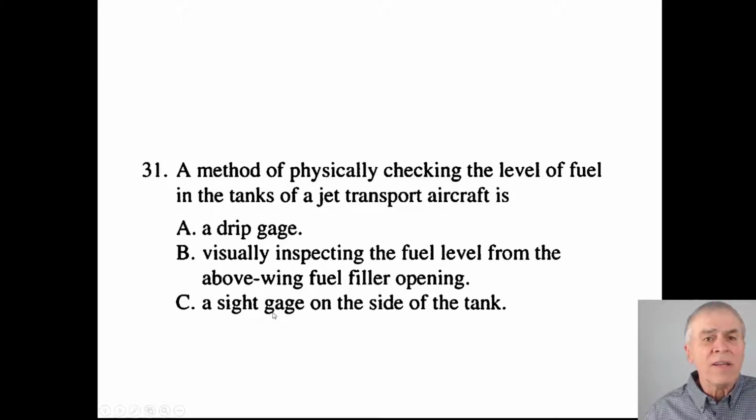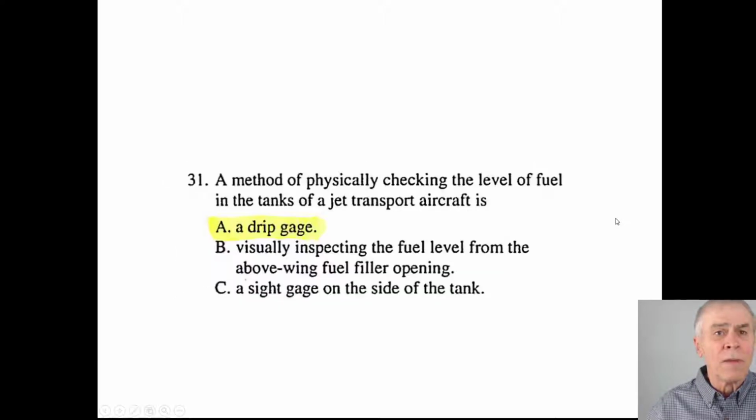Or C, a sight gauge on the side of the tank. Well, it'd be nice if there was one, but this is a jet transport aircraft. You're not going to actually see a sight gauge on the side of the tank. Now, it might be one of those sight gauges that actually work from under a wing, but this one says the side of the tank, so that one is not going to work. So a drip gauge is the only one that continues to work.